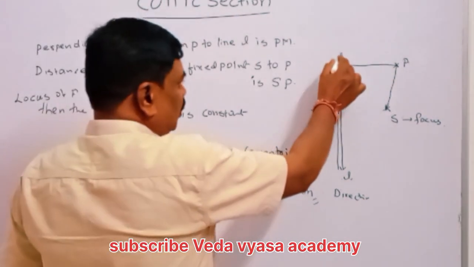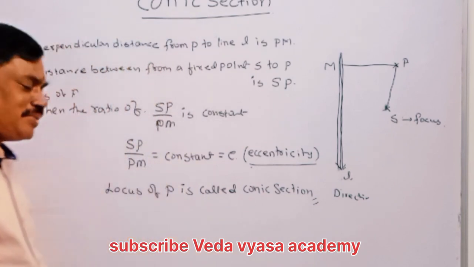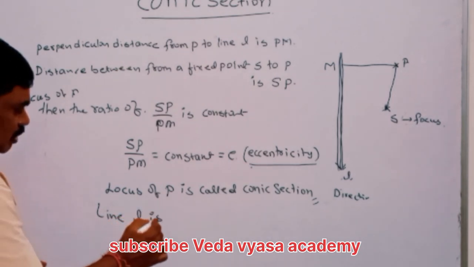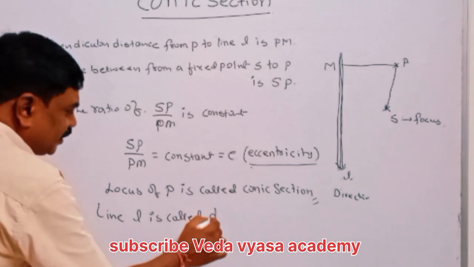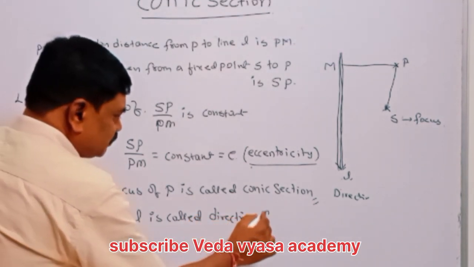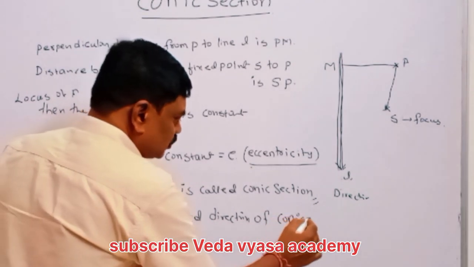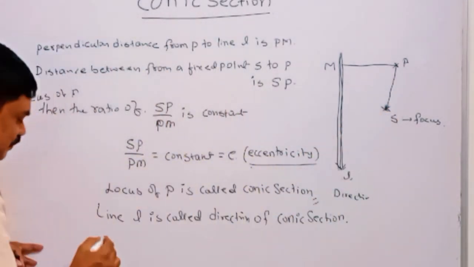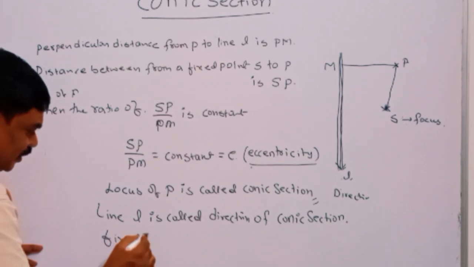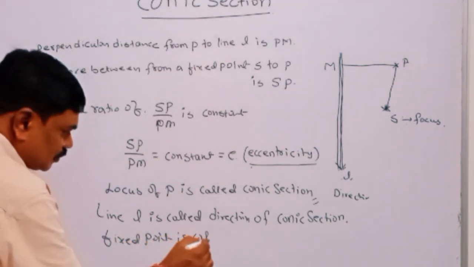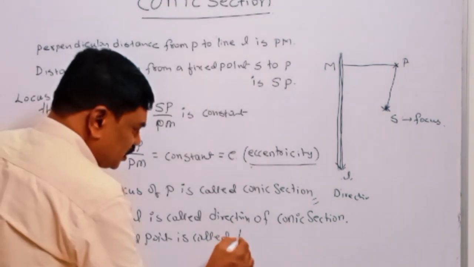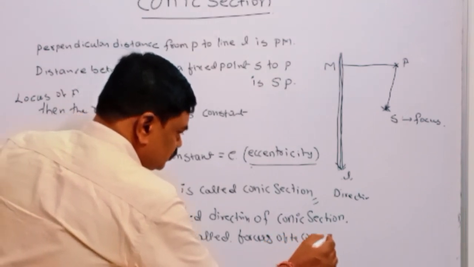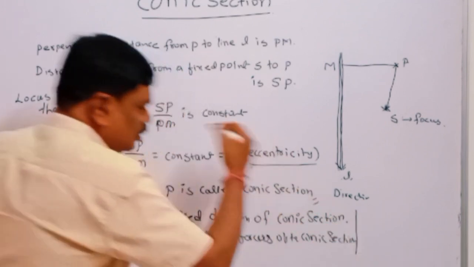So this fixed line L is called the directrix of the conic section, and this fixed point is called the focus of the conic section. Conic section. Okay, all of you.